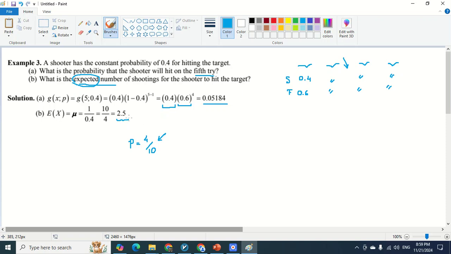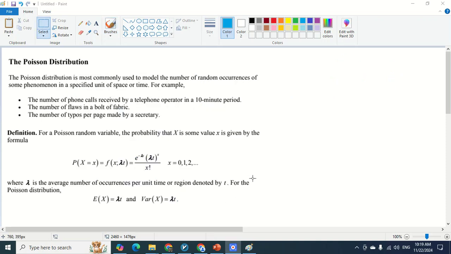However, a decimal number has no sense over here, so it's better to say that the first hit is expected to happen at the third shot, not at 2.5. So we should take a look at the last distribution that we have for today's lecture. Let us take a look at the Poisson distribution.